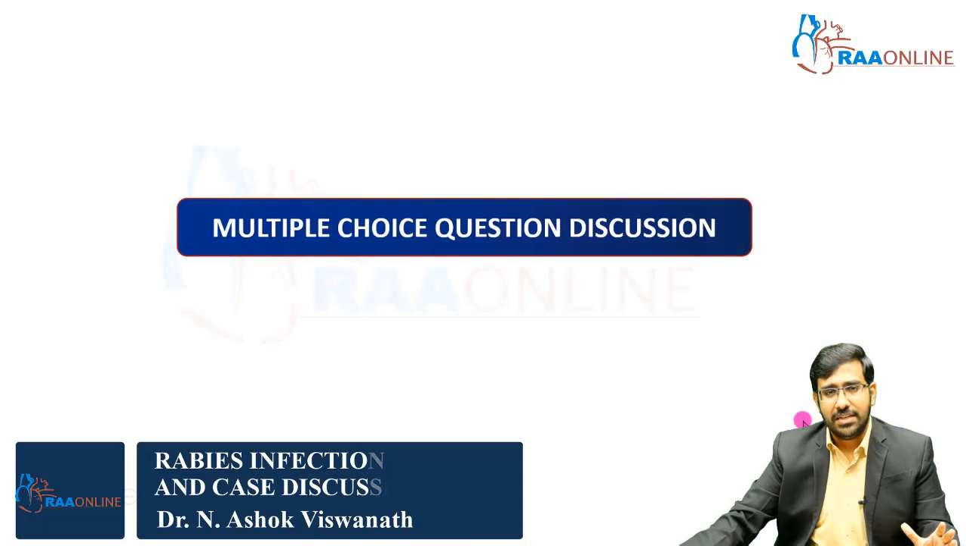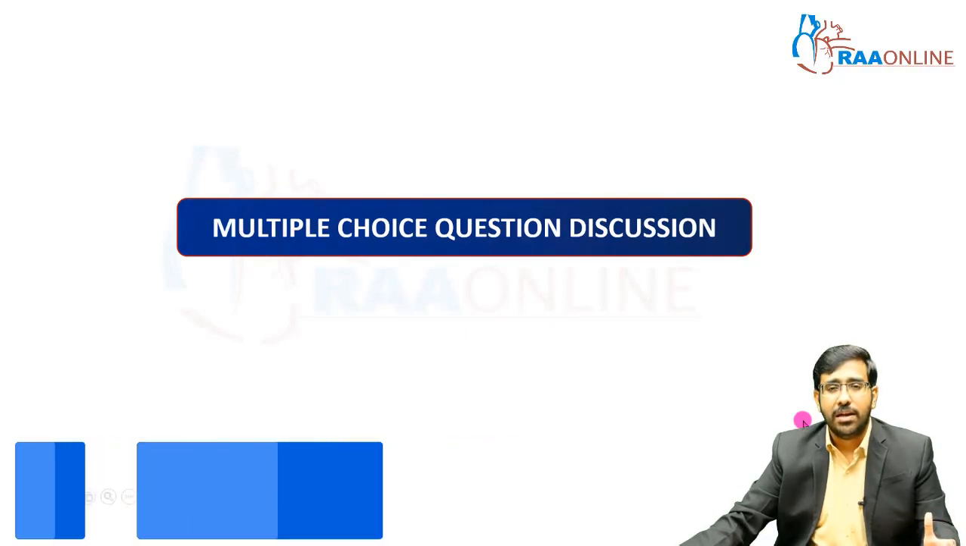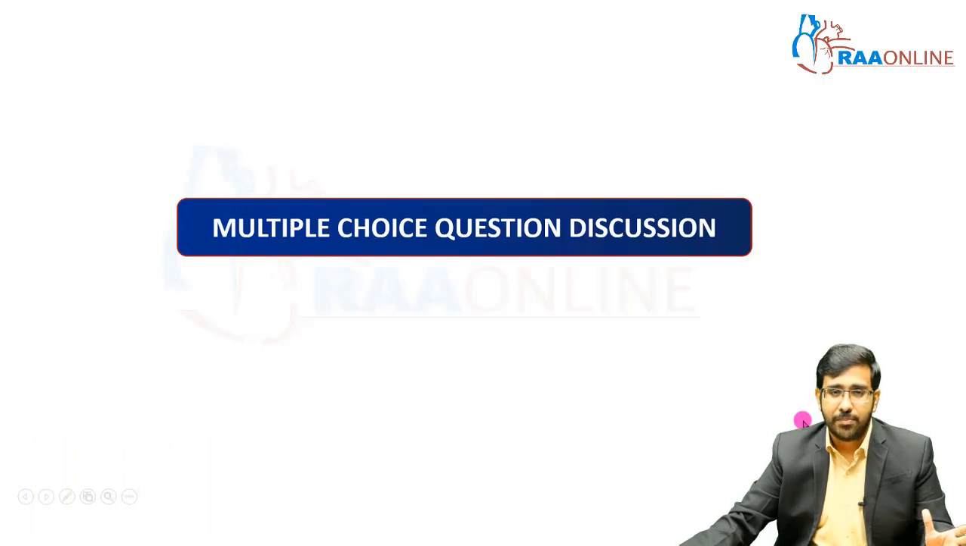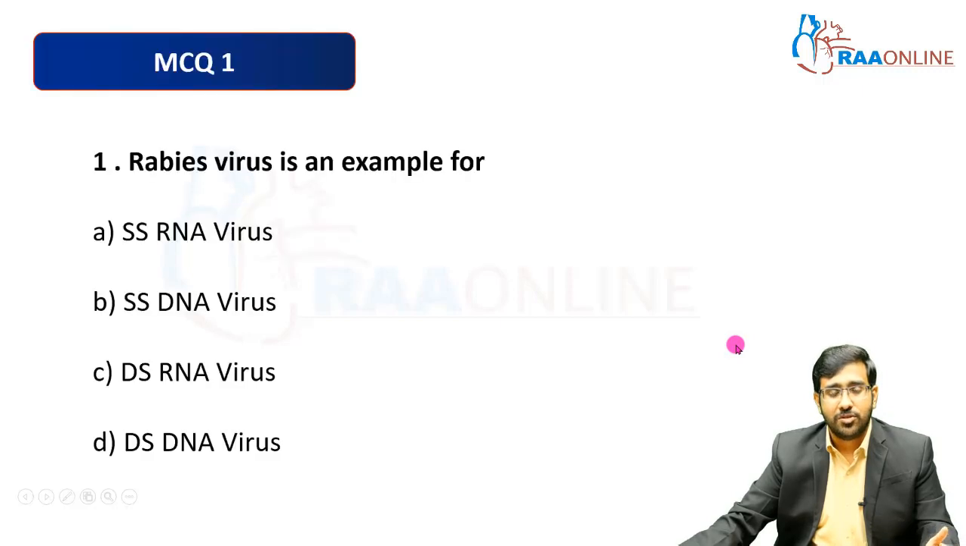Now we will check ourselves on how much knowledge we have about the viral infection rabies through various multiple choice questions. At the end of the multiple choice questions, I have one case study which we can answer. So we will go into our first multiple choice question. This is our first multiple choice question.